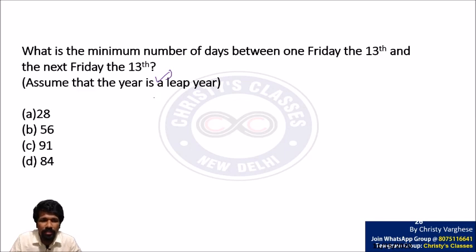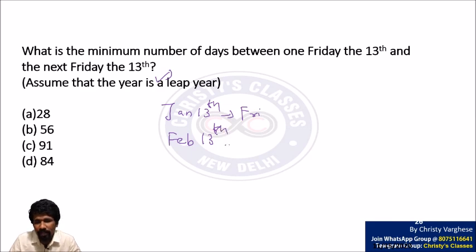Here also you have to start with some assumptions. I will just think Jan 13 is a Friday, so that we have something to start with. Jan 13th is a Friday means whether Feb 13 can be Friday or not, that is what the question says. If Feb 13 is a Friday, how many days are in between this? That is what the question is asking. For the same day of the week repeating, there should be a multiple of 7 in between. Last question also we did that itself.